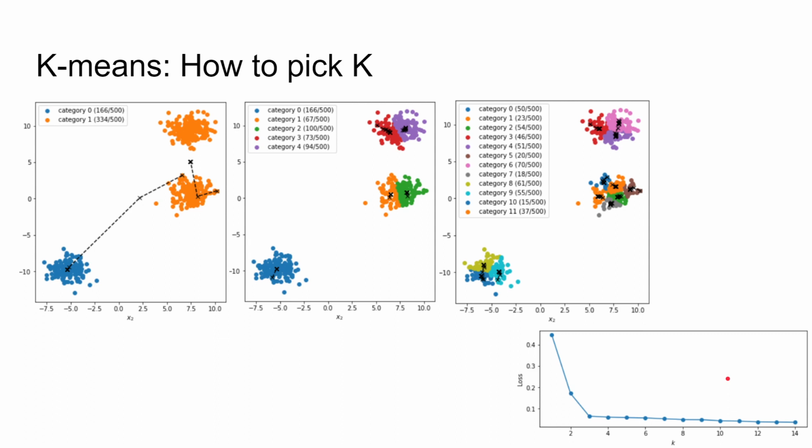So what people tend to do with this sort of thing is plot this, and then they go, oh, this here, that point there, that looks like a good number.